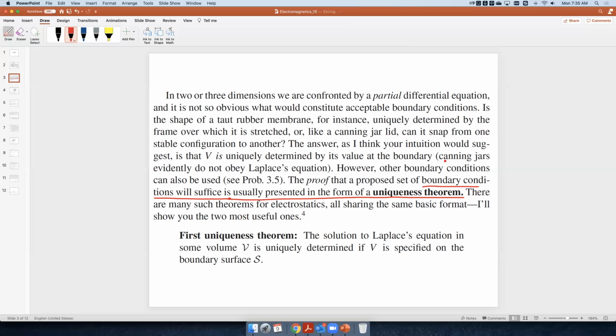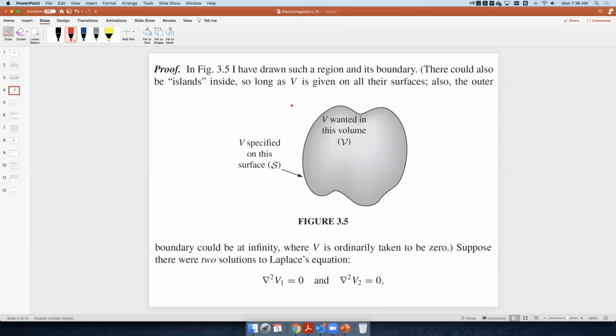There are many such theorems for electrostatics, all sharing the same basic format. Now let's see the most useful ones. Here we'll show two of the uniqueness theorems. The first uniqueness theorem: the solution to the Laplace equation in some volume V is uniquely determined if V is specified on the boundary surface S. Now let's prove this theorem.